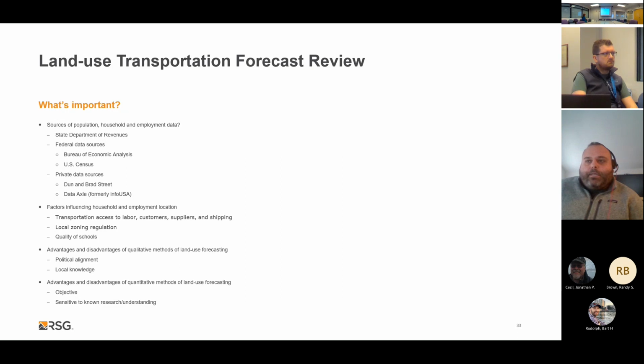Factors influencing household and employment location can be things like transportation access to labor, customers, suppliers, and shipping, and local zoning regulations. It can be quality of the school districts. Advantages of qualitative methods of land use forecasting are political alignment and local knowledge. Advantages and disadvantages of quantitative methods of land use forecasting are that they are objective, and they can be sensitive to known research and understanding, but that doesn't always line up with local conditions.